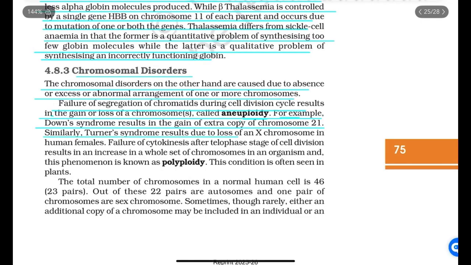Similarly, Turner syndrome results due to the loss of an X chromosome in human females. Failure of cytokinesis after the telophase stage of cell division results in an increase in a whole set of chromosomes in an organism, and this phenomenon is known as polyploidy. This condition is often seen in plants.